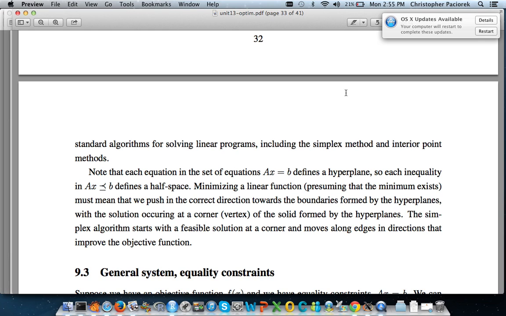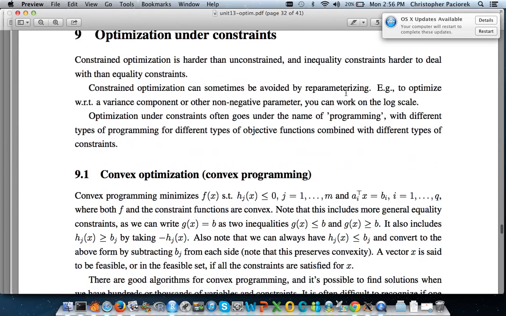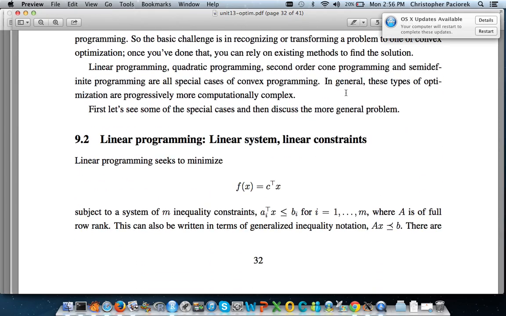So this might be, say, a1 transpose x, well, the line itself would be equal to b1. And this would be a2 transpose x equal to b2, and so on and so forth. Now I think about my function f. My function f is just a linear function. So it's just a hyperplane, this c times x function.